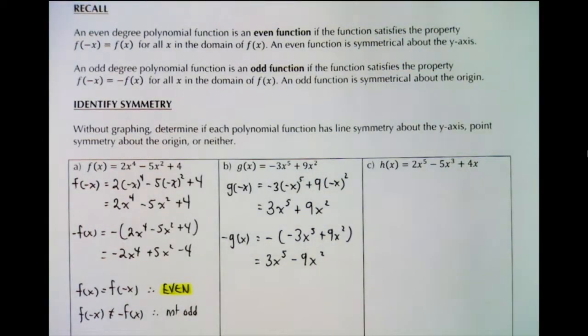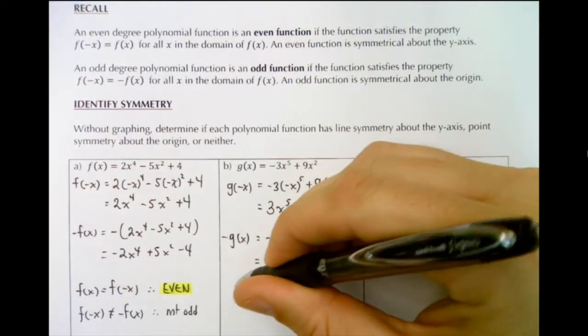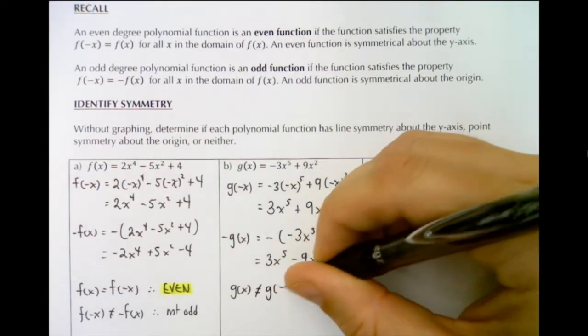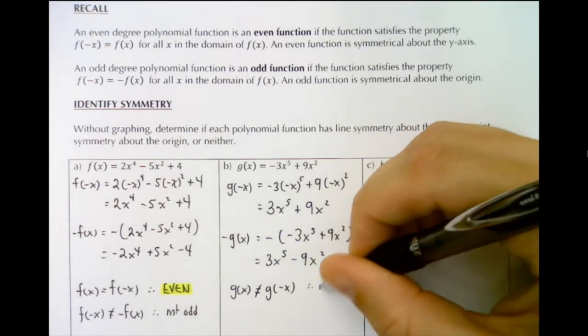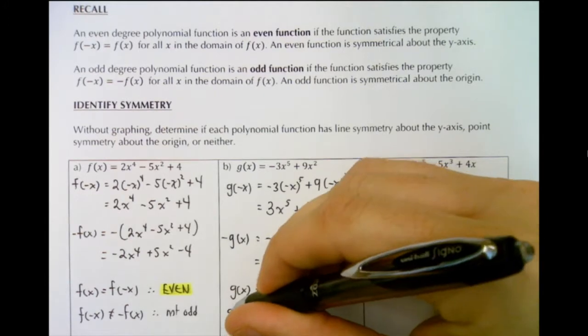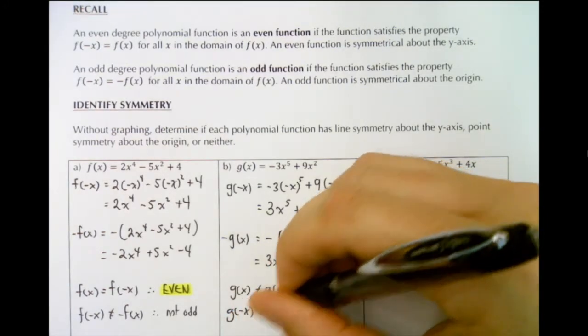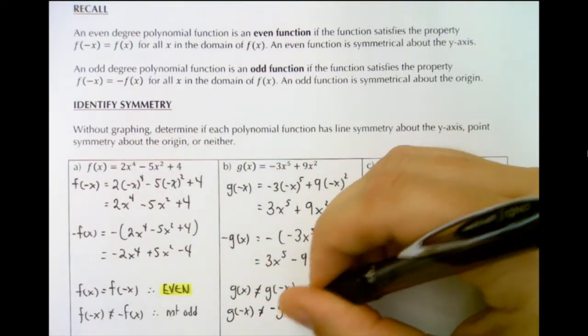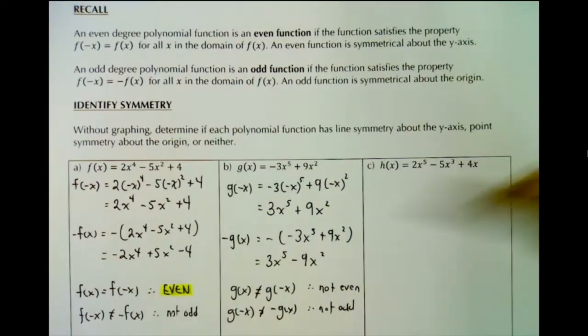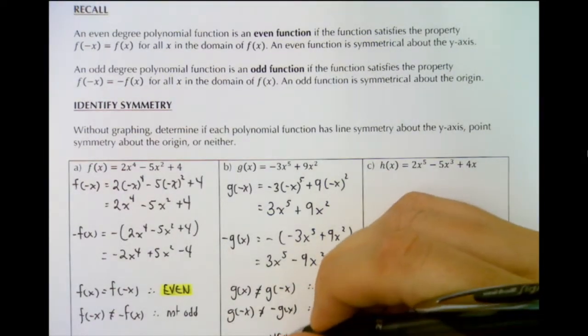So now we can make our comparisons. Our original function, g of x, is not the same as g of negative x. So therefore, we're not even. And g at negative x is not equal to negative g of x. Therefore, we're not odd. We are, in fact, neither.